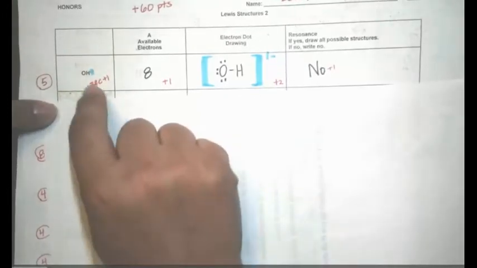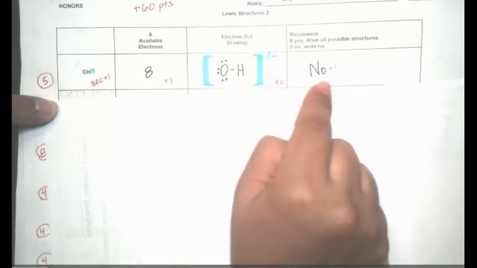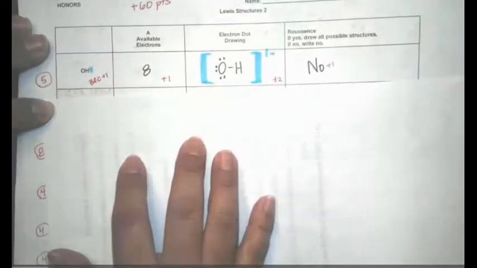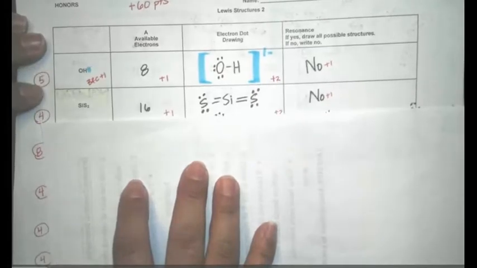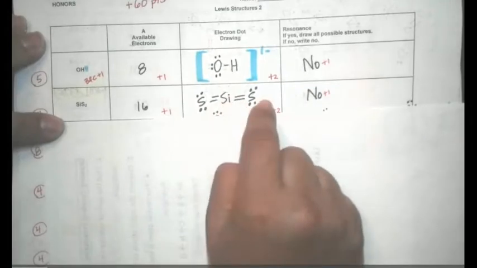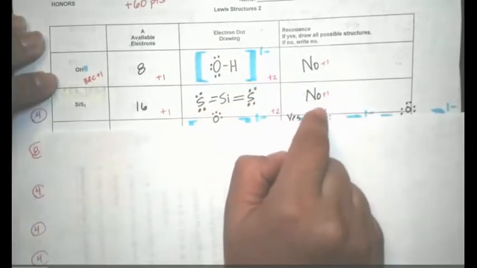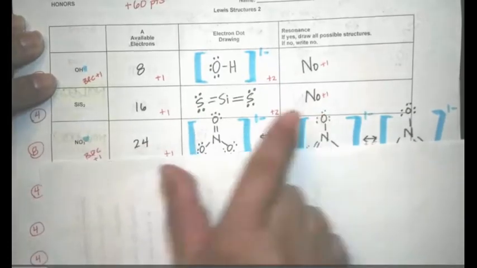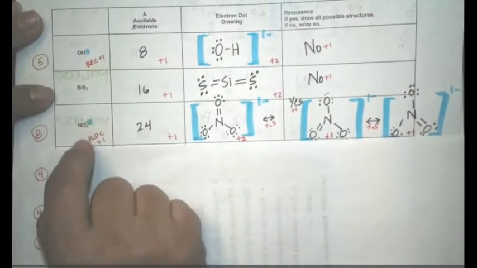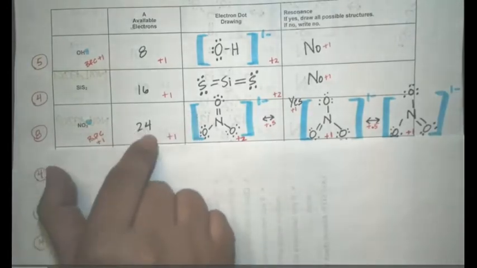You definitely have to have brackets and charge because it's a polyatomic, 8 available electrons, O single bonded to the H, and then 3 lone pairs. This is worth 2 points all or nothing, no resonance. SiS2, 16 available. The Si has 2 double bonds, and each S should have 2 lone pairs. No resonance. This one here is a polyatomic, so you're going to go ahead and have brackets and charge. That's worth 1 point. 24 available.